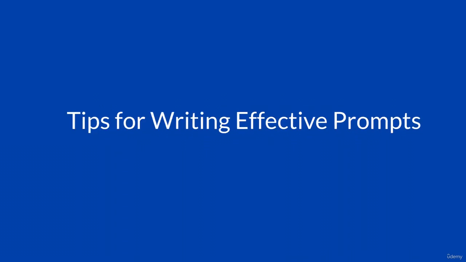Now let's look at some tips for writing effective prompts. First, keep it simple. Avoid complex sentences or jargon that might confuse the user. Second, be specific. Use specific words and phrases that clearly convey what you want ChatGPT to respond to. Third, be conversational. Use contractions, slang, and idioms to make the conversation sound more natural. And finally, test your prompts. Try different variations and see which ones generate the best responses from ChatGPT.